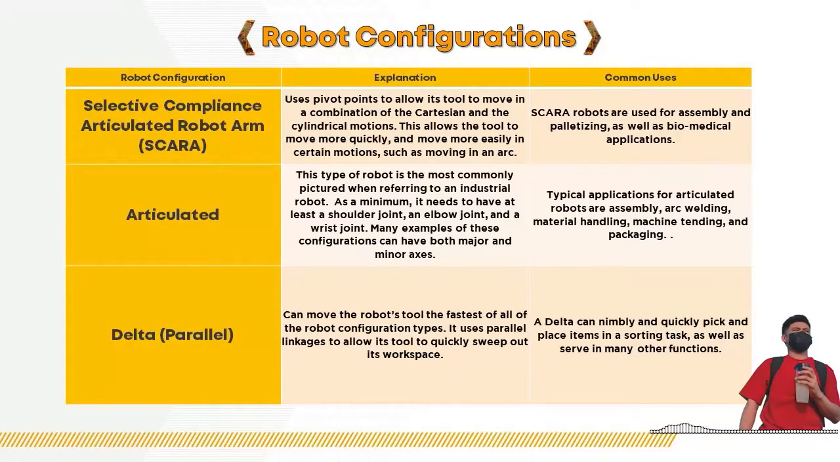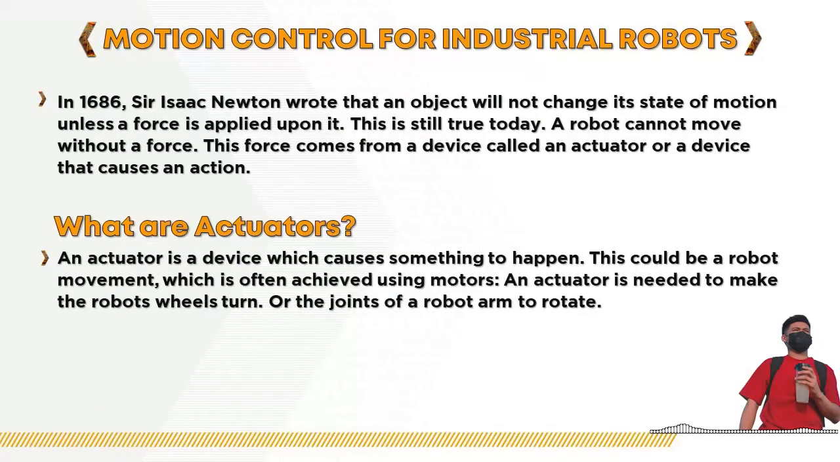And the last is the delta, or the parallel. It can move the robot's tool the fastest of all the robot configuration types. It uses parallel linkage to allow its tool to quickly sweep out its workspace. A delta can nimbly and quickly pick and place items in sorting tasks, as well as serve in many other functions. So now let us proceed to motion control for industrial robots.